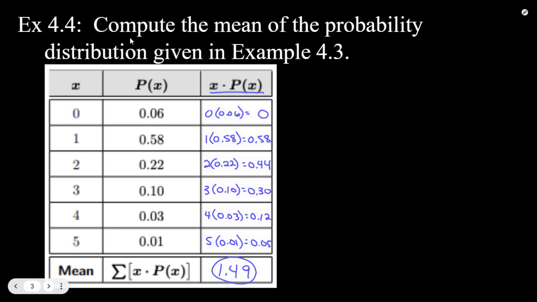Notice your values run from 1 to 5, but because of the probabilities of each, you can think about that as how many times those values would occur. It centers out so that the mean ends up being 1.49, so kind of in this area right here, because notice that's where most of your values are going to be. So that is our mean for that table that we were given in example 4.3.